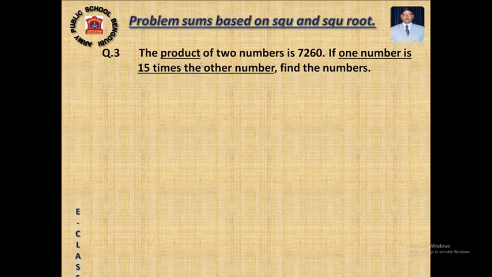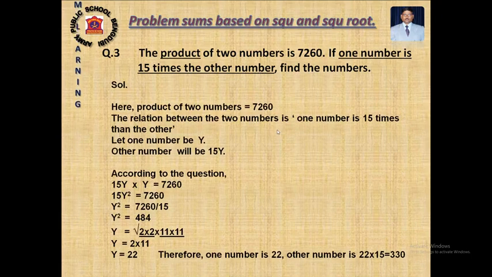The product of two numbers is 7260. If one number is 15 times the other number, find the numbers. You see here two numbers are hidden. Okay, and this number is the product of the two numbers. And what is the relation of the two numbers? One number is 15 times the other number. Okay, so now how will we begin?